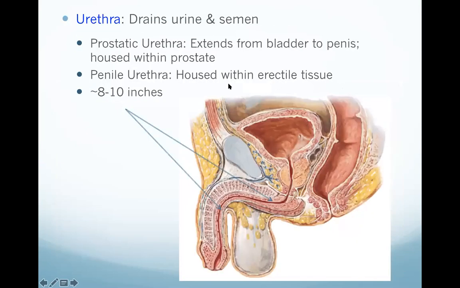Okay, so the urethra, again, is about 8 to 10 inches long, depending on the individual. Again, I'm going to start way up here at the bladder, travel through the prostate, and then travel all the way through the penile urethra to the exterior of the body. It's housed within the erectile tissue here. As you can see, this is what we call the corpus spongiosum. So it's housed within some erectile tissue on the way out of the body.